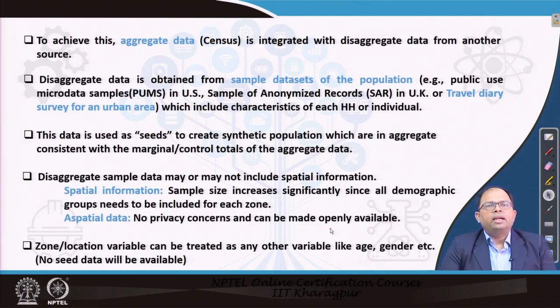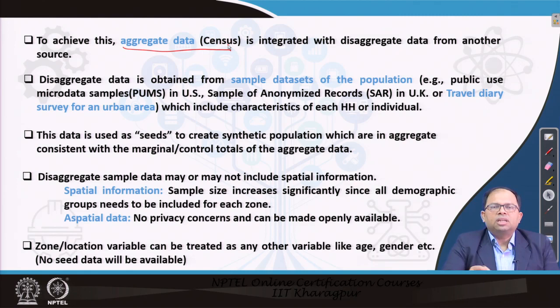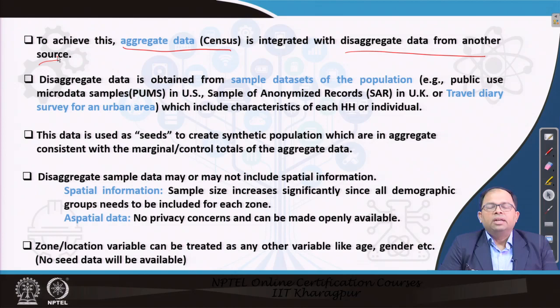We can create this list by aggregating. We can achieve this by using aggregate data from census, which gives us the control totals for smaller zones, and we can integrate it with disaggregate data from another source. That means we need a detailed data set, it could be for a different zone, or from one of those zones we are talking about, or for a group of those zones. So we need detailed disaggregate data, which could be gathered as a sample from the overall individuals of that particular area.